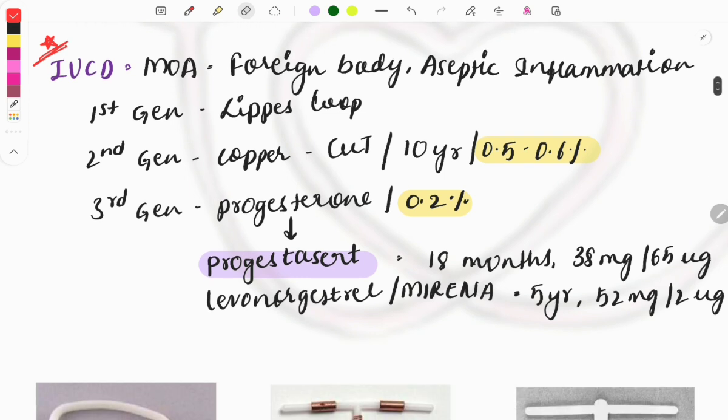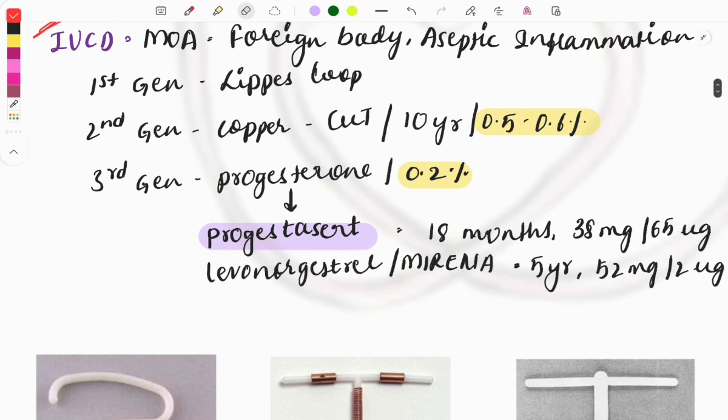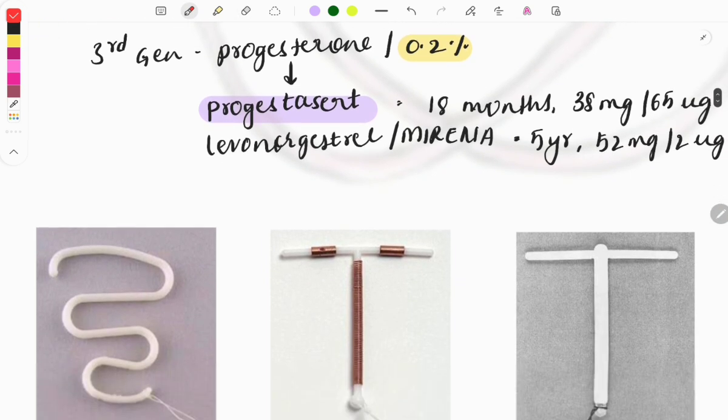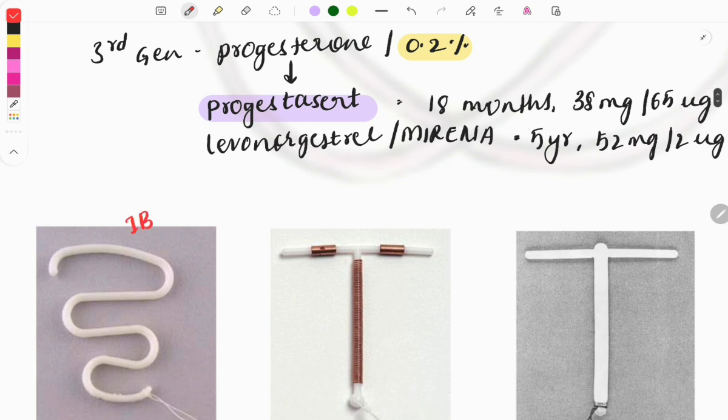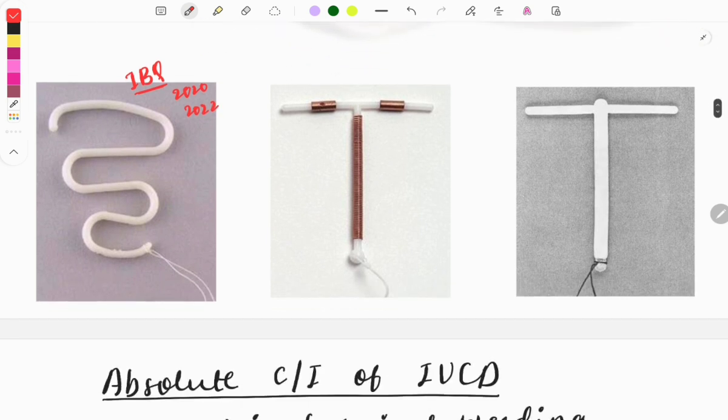So we look at the generations. The first generation, Lippes loop, is not used nowadays, because Lippes loop has a risk of causing perforation, so that's why it is outdated and not used. So this is the image, and image-based questions were asked, I think in 2020 and 2022, and in the recent exam also, 2024 Jan, I guess. This image was given, and it was asking what is the device given in the following.